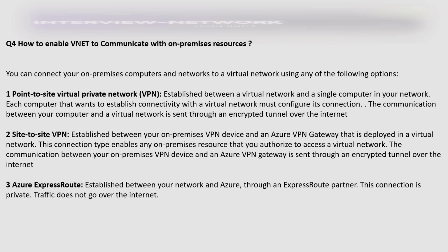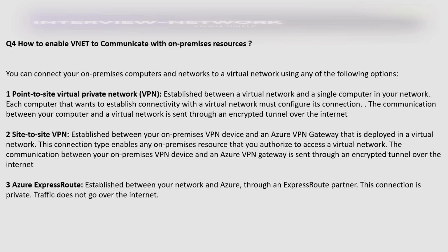How to enable a VNet to communicate with on-premises resources? You can connect your on-premises computers and networks to a virtual network using any of the following options. Number one, point-to-site virtual private network, established between a virtual network and a single computer in your network. Each computer that wants to establish connectivity with a virtual network must configure its connection. The communication between your computer and a virtual network is sent through an encrypted tunnel over the internet.